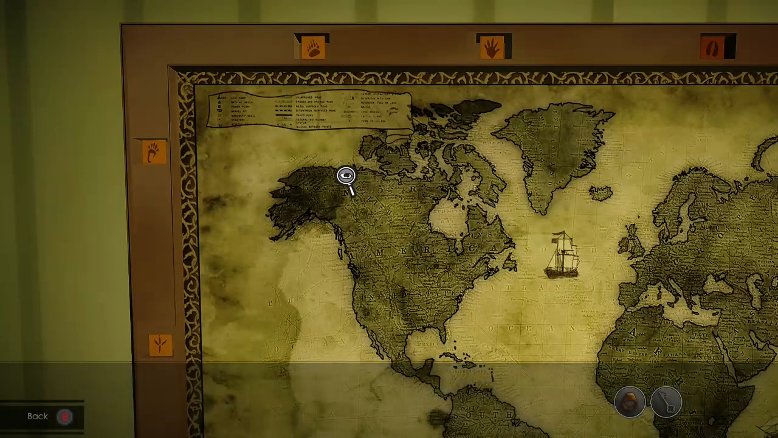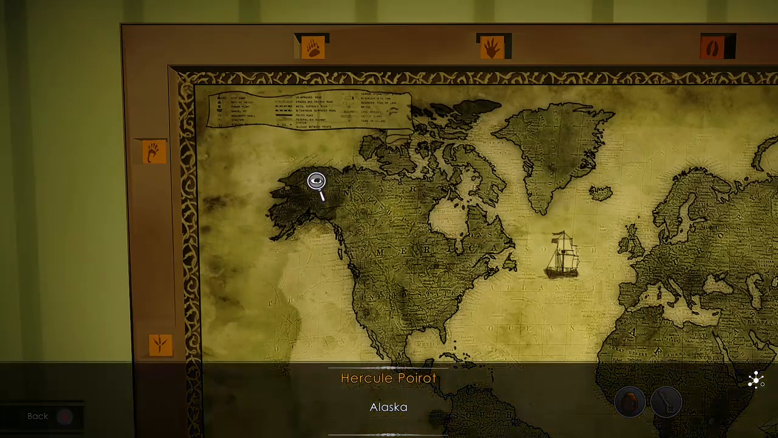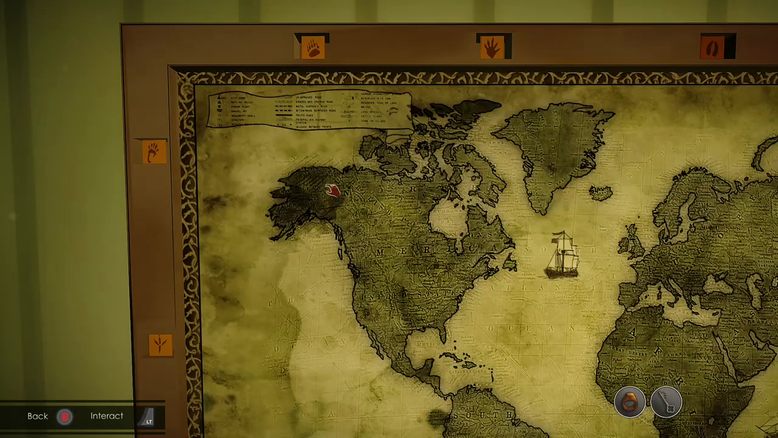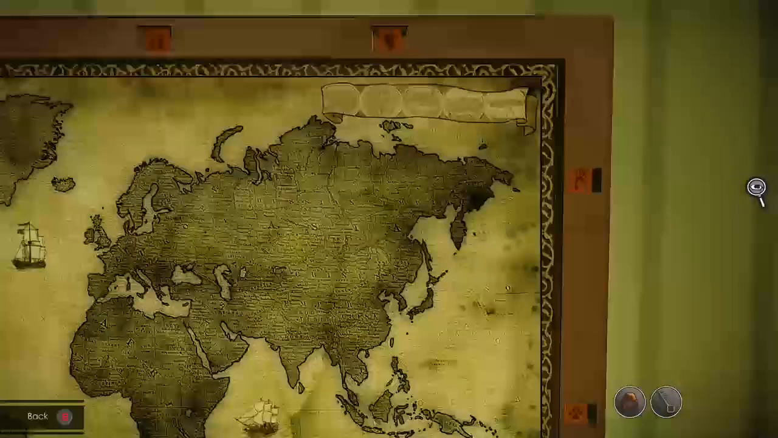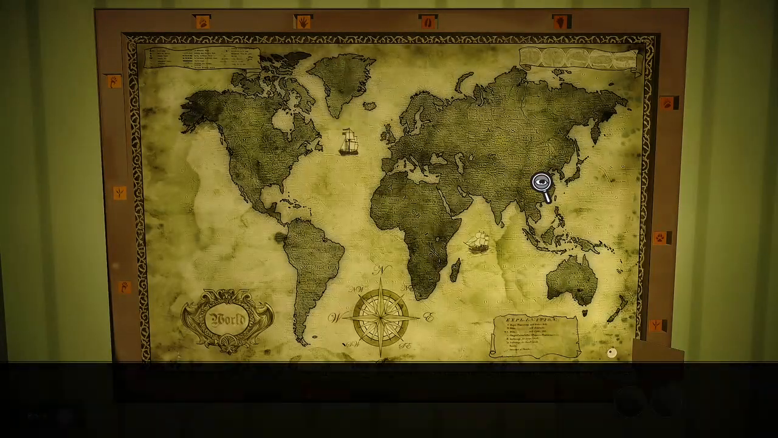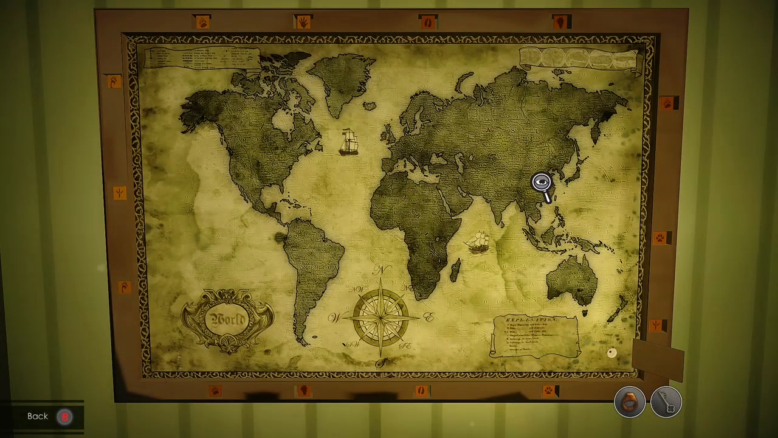Alaska. Alaska. Okay. What I pointed Alaska at. Oh, for God's sake. The Alaskan Kodiak bear. Oh, I did something. Okay, so the Alaska Kodiak bear is there.